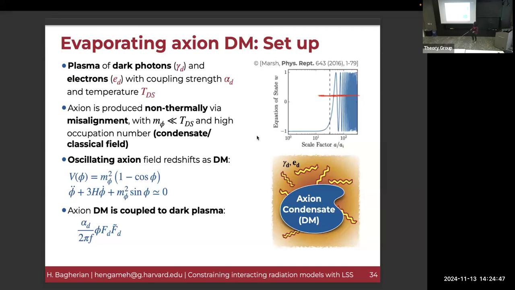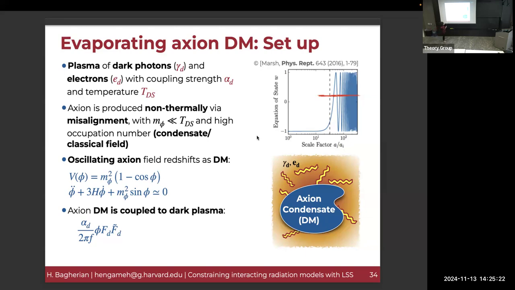And the setup of this second model that I have is, we have a dark plasma of dark photons and dark electrons. And we have axion dark matter, but it's a dark matter that's actually very, very light. So we want the mass of the axion to be much, much lighter than the temperature of the bath around it. And in order to generate this sort of dark matter, it's kind of special for axions because you can generate them non-thermally through various mechanisms like misalignment. And then we call this sort of dark matter the axion condensate in our paper.